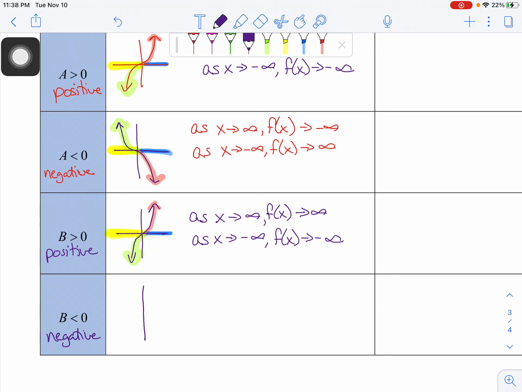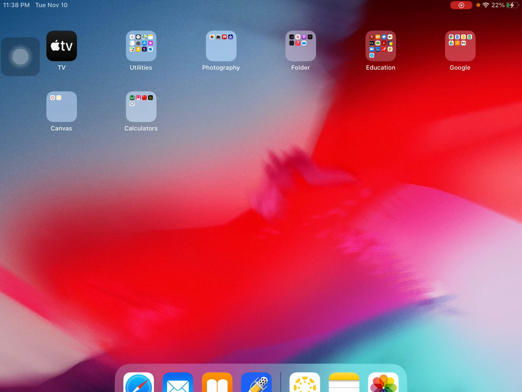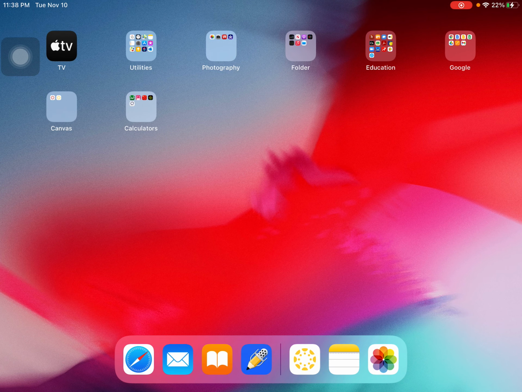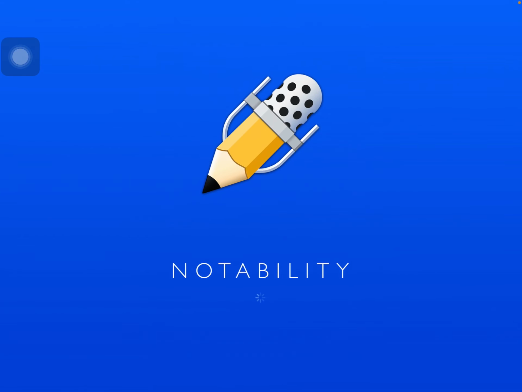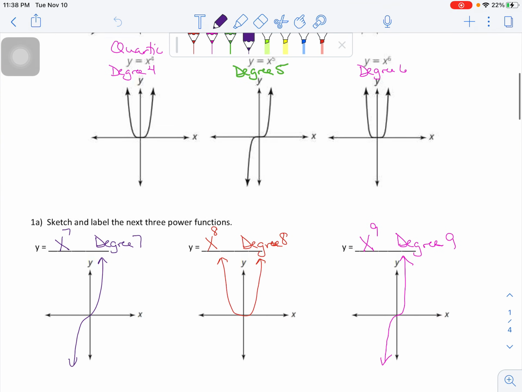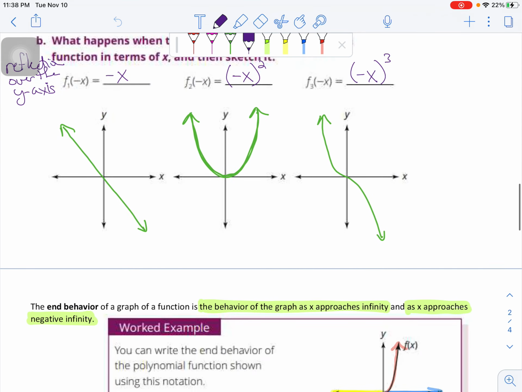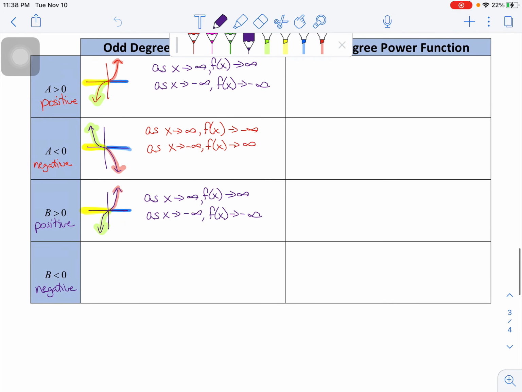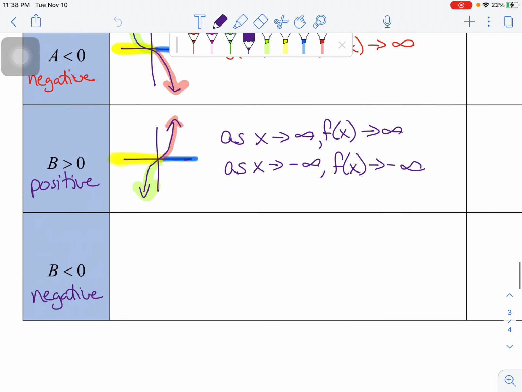So graphically, it would look something like, I don't know what just happened. Oops, nope, didn't want to get there. Hold on. Back to Notability. Apparently my Notability decided to quit because, well, you know, that never happens. Gotta love technology. All right, so back to this graph. Let's see if it'll work now.